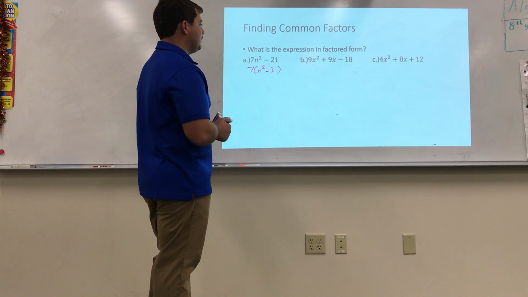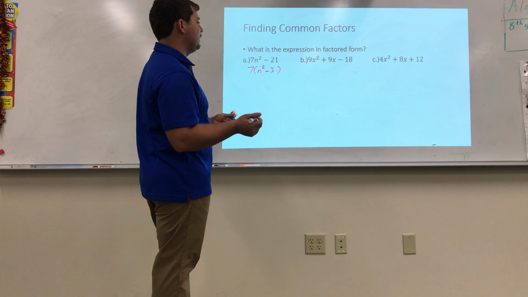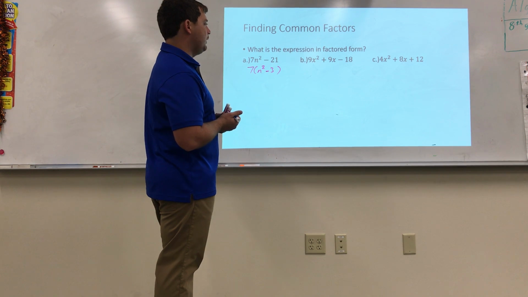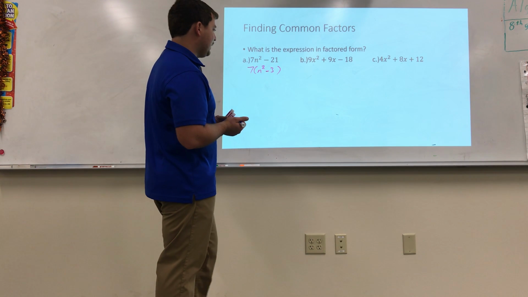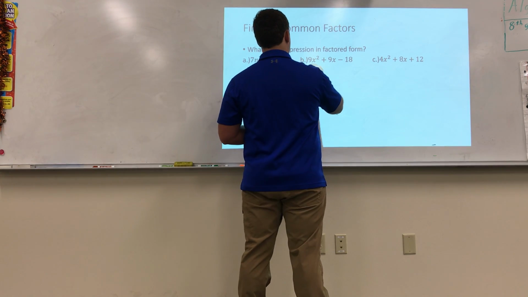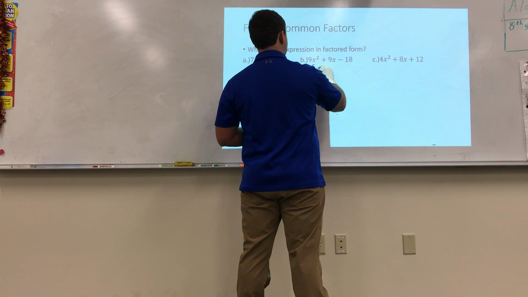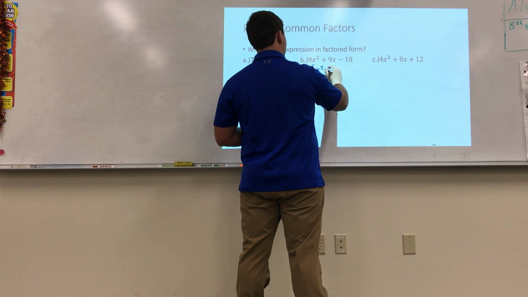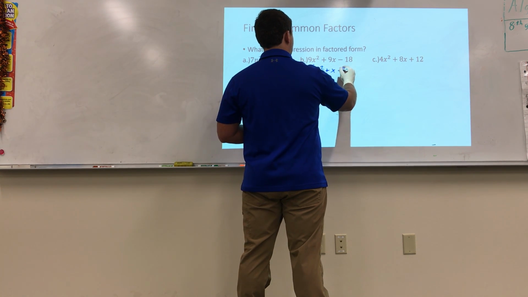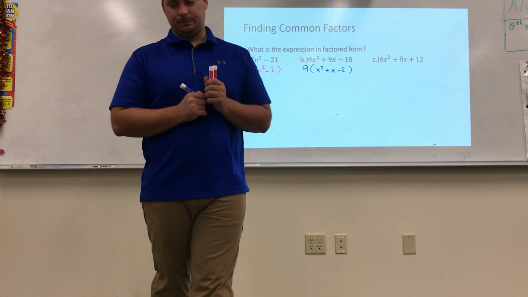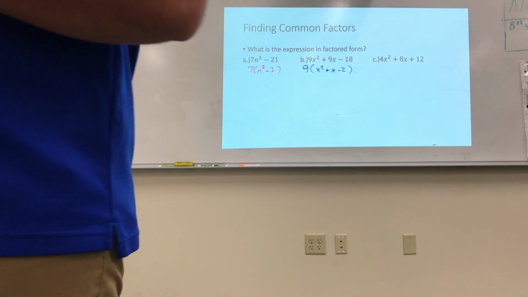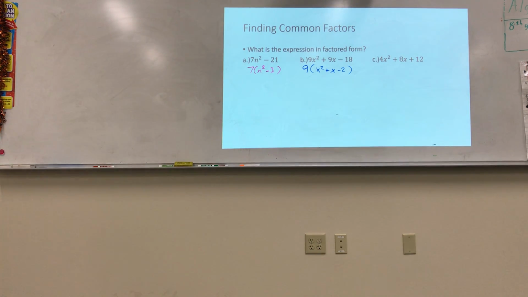Alright, on this next one, what is something I can take from everything? Now, there isn't an x with the 18, so the x has got to stay there. You can take a 9 out of all of this. Well, you get 9, divide that by 9, you're going to get x to the second. Divide that by 9, you're going to get x minus 2. This one would work. We're going to do the last one, and then I think I'm going to use that one.